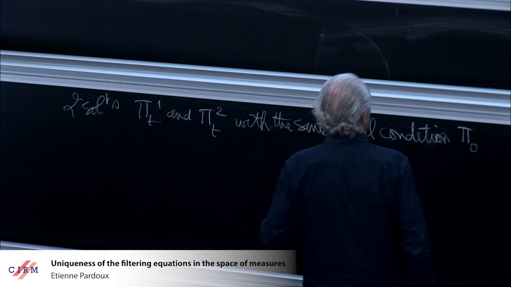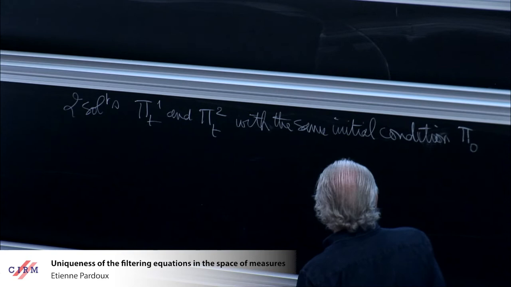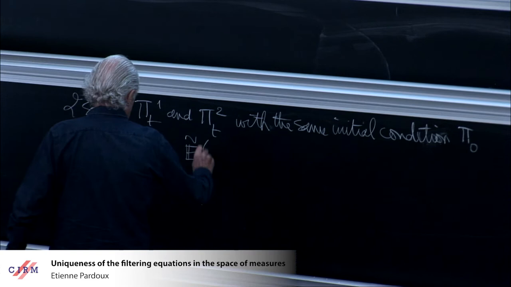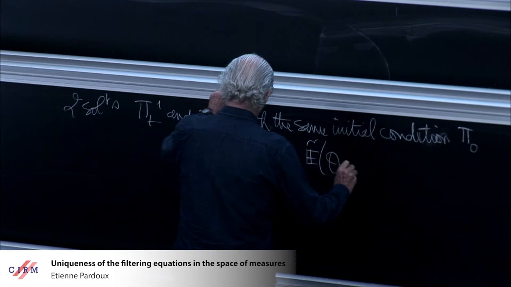Pi 0, pi naught. Of course, I take this as the deterministic. This is just the law of x naught. There is no observation at time 0. And so if I take two such solutions, then, of course, they will satisfy E tilde of theta t pi 1 capital T of phi equals E tilde of theta t pi 2t of phi.